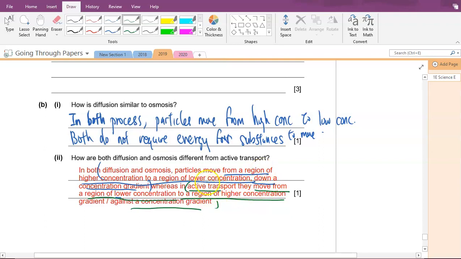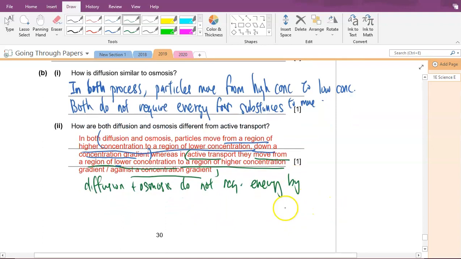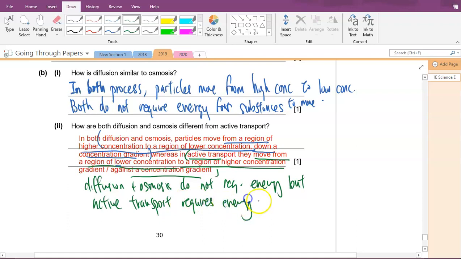Of course, the simpler one to write instead of saying this long one is that diffusion and osmosis do not require energy, but active transport requires energy. What is this energy for? To move the substances. So these are the two differences you could highlight in terms of diffusion and osmosis. Well, there's only one mark, so you just need to state one of the differences.